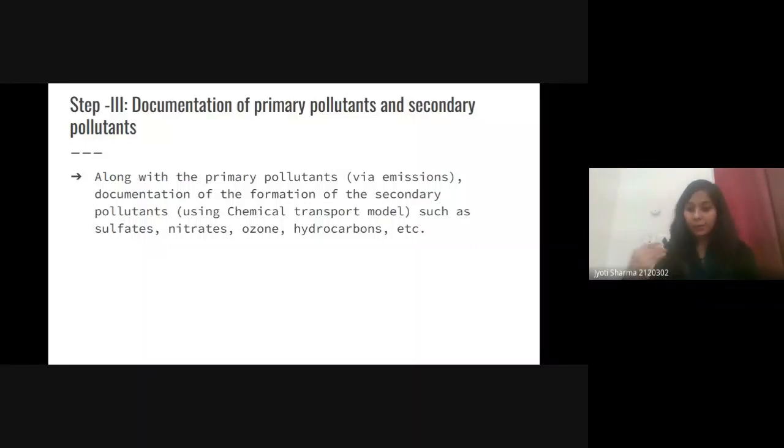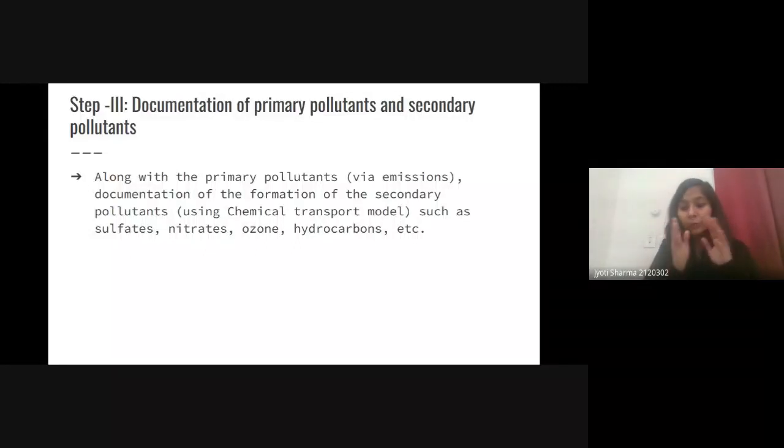And you people know about the primary pollutant, like from any vehicular emission or from the industries, you can easily calculate how much primary pollutant you are emitting from that source. But it is very difficult to calculate the secondary pollutant because this is formed by the reaction among this primary pollutant itself, and this reaction happens in the atmosphere. So how will you calculate this secondary pollutant? So we need some models.